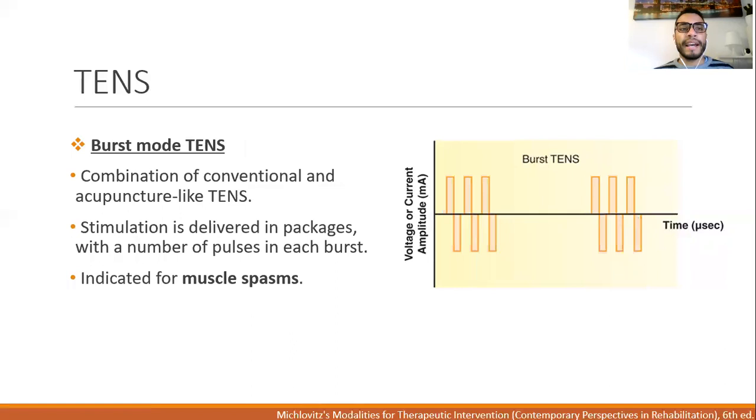Then we have burst mode TENS. This is a combination of conventional TENS and acupuncture-like TENS. In burst mode TENS, the stimulation is delivered in packages with a number of pulses in each burst. So here, for example, we have 1, 2, 3, 4, 5, 6 bursts given in this package, but we have an average of 10 bursts in each package. Burst mode TENS is more indicated for muscle spasms. So this also stimulates motor fibers.